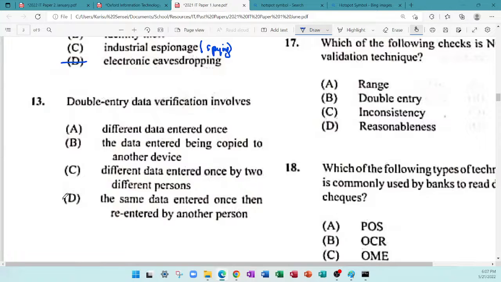Is it B? Why would you enter the data and then copy it? So I said D. I said D, I see. So as Davis said, you can't use different data, so that's automatically out. Anything with different data. I said that too, sir. So, B, the data entered being copied to another device. If you copy the data, how are you verifying it?